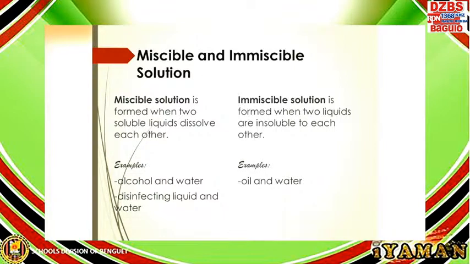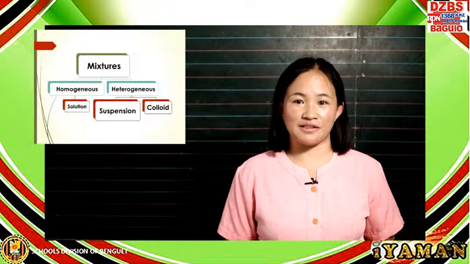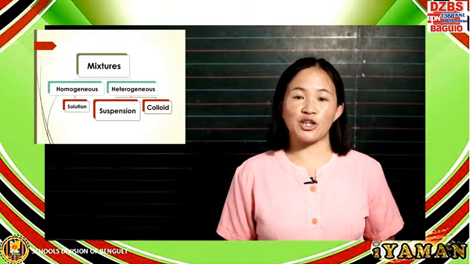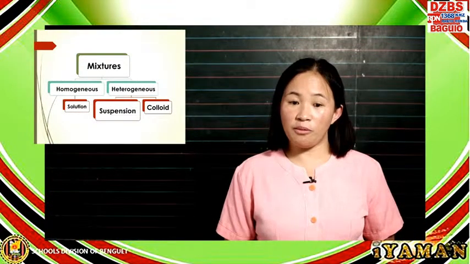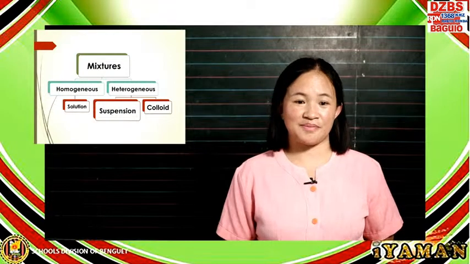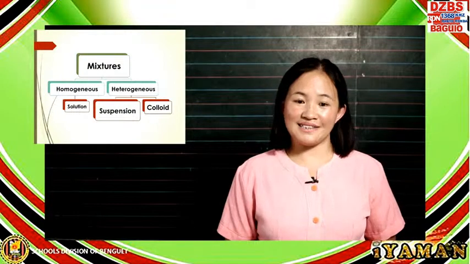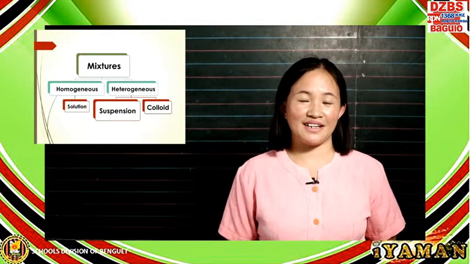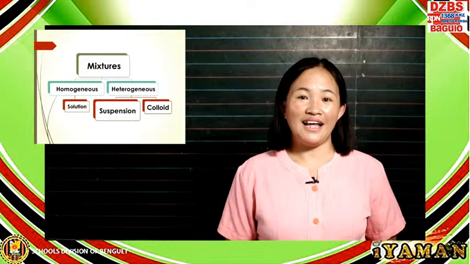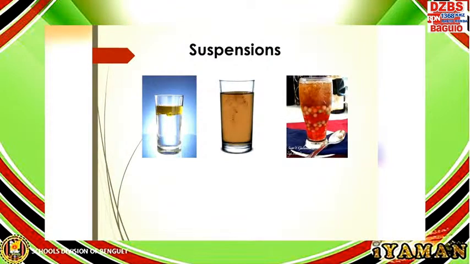The second kind of mixtures is suspension. Look closely at where it belongs. Is it homogeneous or heterogeneous? Correct. It is a heterogeneous mixture. Let's look at these examples. Are these mixtures familiar to you? Can you tell me why suspension is a heterogeneous mixture? Can you recognize the components of each mixture? Let us take a look at this first example.